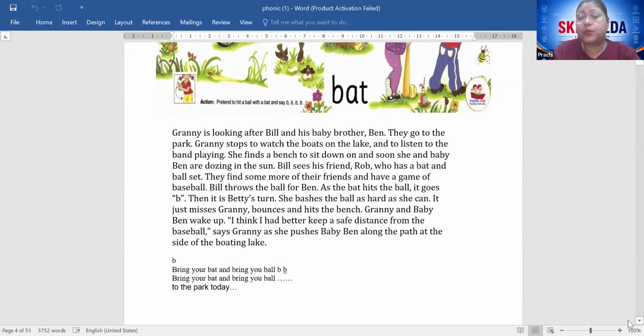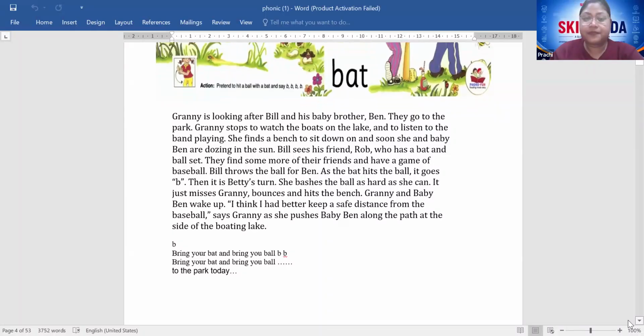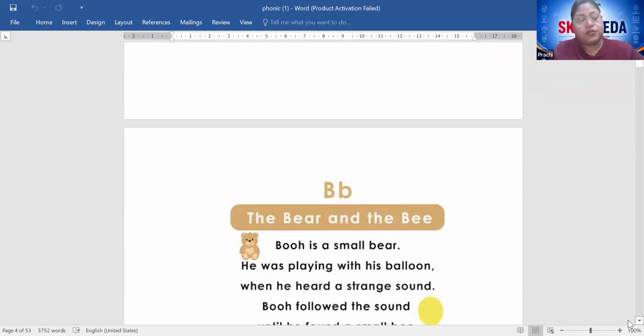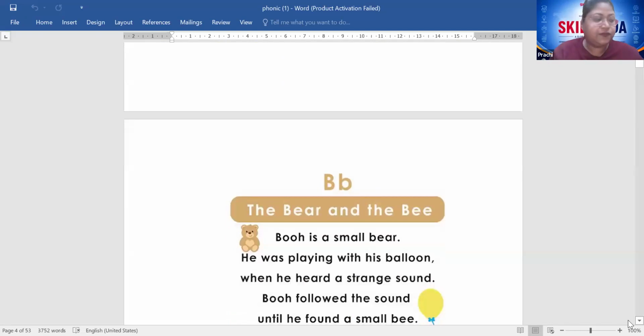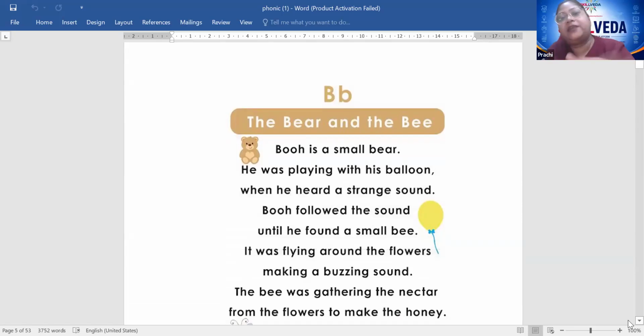Now, what does the song say? Bring your bat and bring your ball to the park today. I have taken a Jolly Phonics story. I can go ahead with that, and I can also go ahead with a small story.